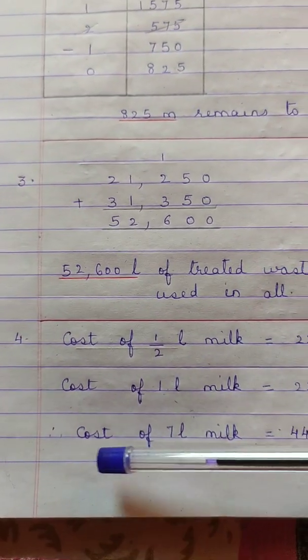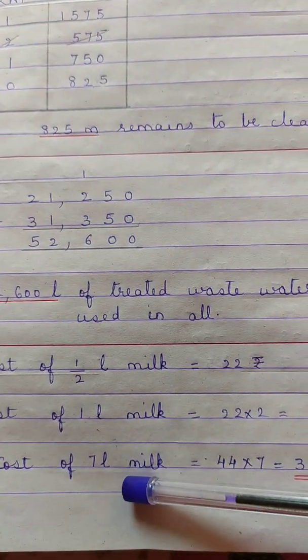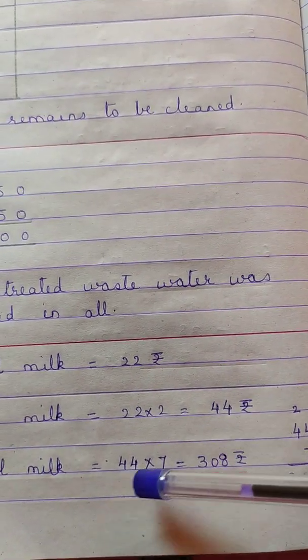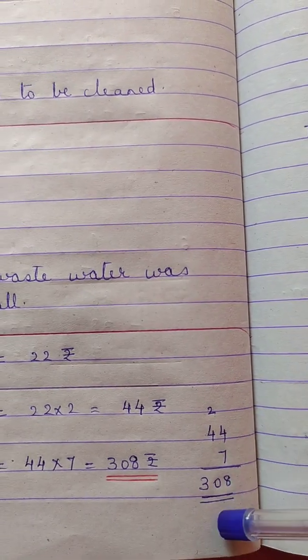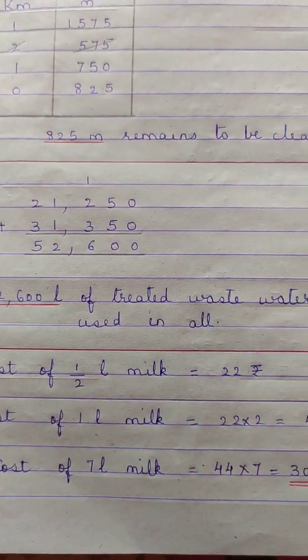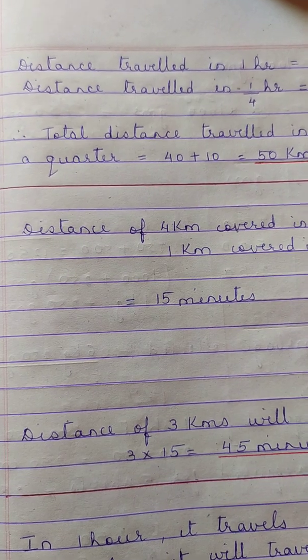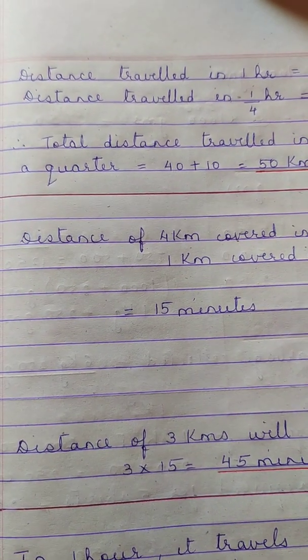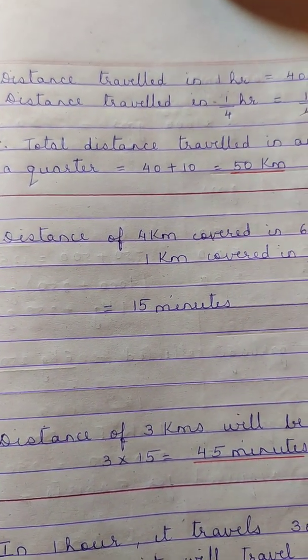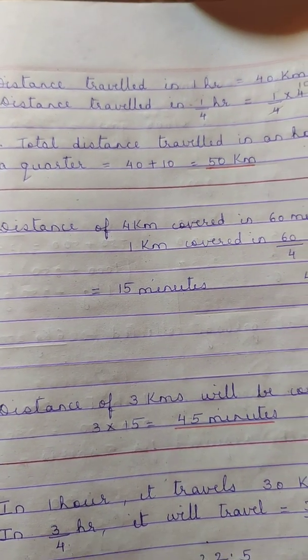Now you have to find out 7 liters of milk. If 1 liter of milk costs 44, 7 liters of milk will cost 44 into 7. That is 308 rupees. This is your answer. Okay. Next, question number 5. If the speed of a motorcycle is 40 kilometers per hour, how far will it travel in an hour and a quarter? In an hour and a quarter, right?